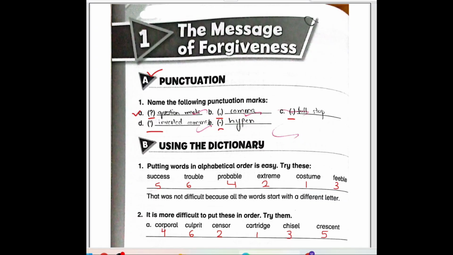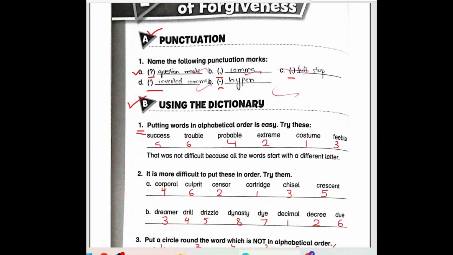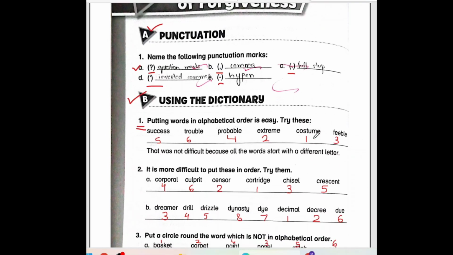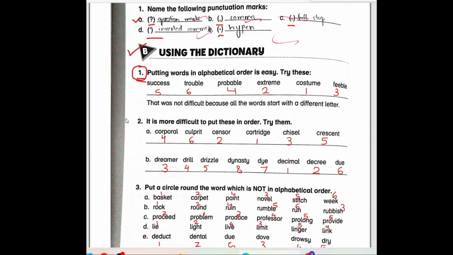Now move forward to question number 2, and it's part B. It's question number 1. This is very simple: putting words in alphabetical order. If you know A, B, C, D, E, F, G, the correct sequence, and if a child knows the correct sequence, then you can just put these words in the correct sequence, like I did in part 1. But part 2 is comparatively difficult.